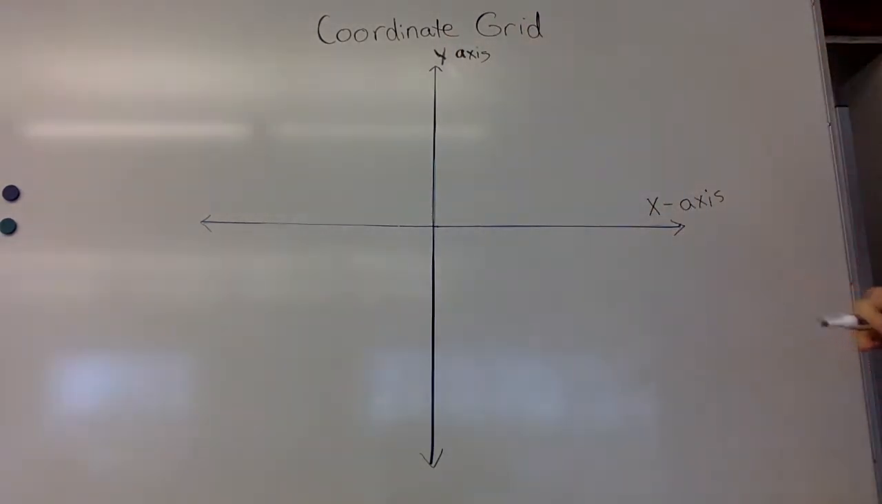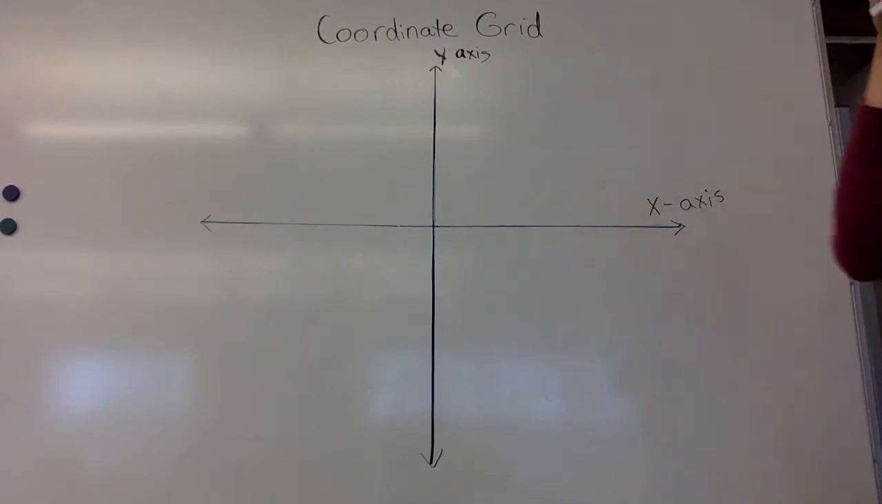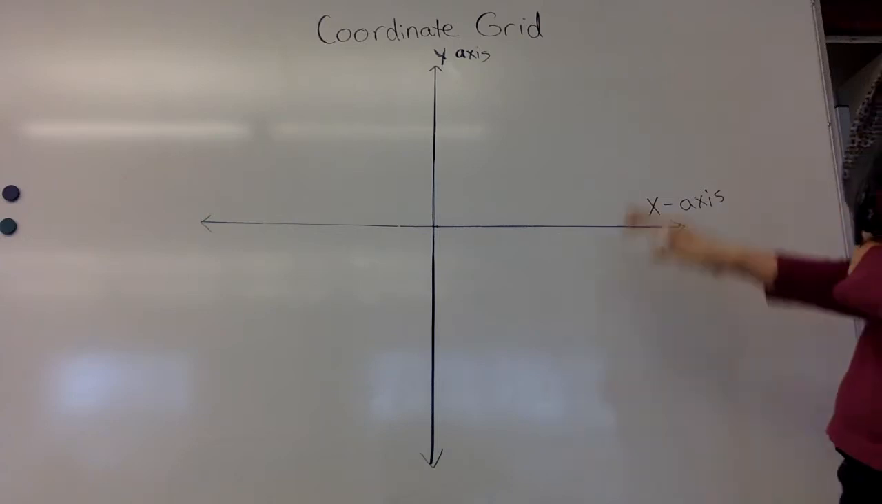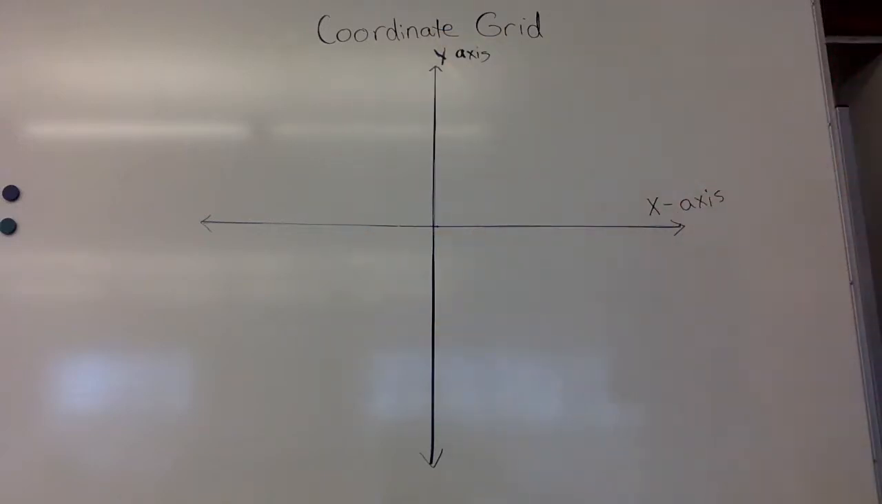When you're taking notes on this, please do so on graph paper. So we have our x-axis and our y-axis. And what the coordinate grid allows us to do is identify any point that lies in this area.